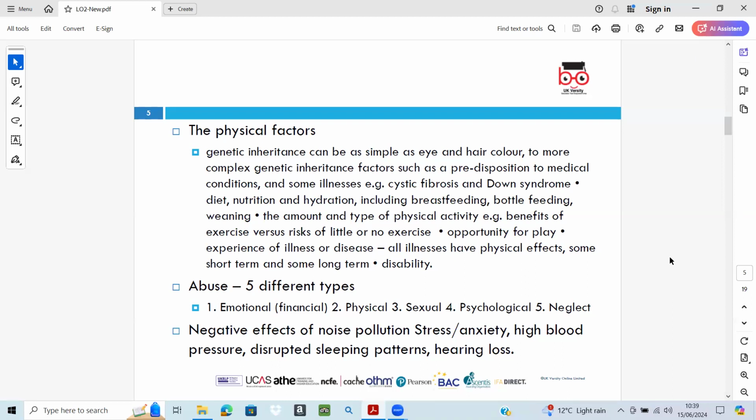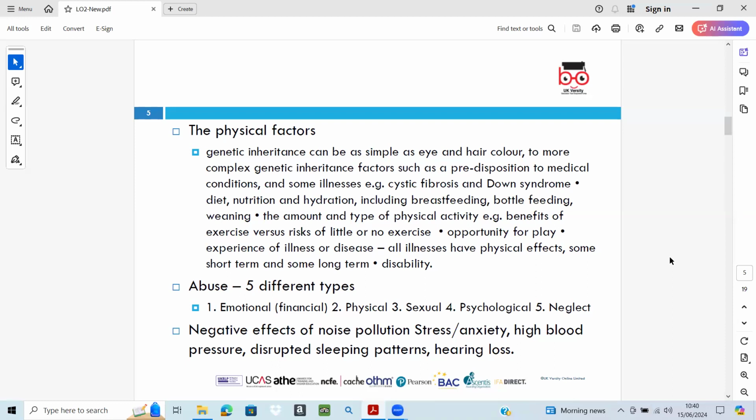Then we have experience of illness or disease. Illness, whether short-term or chronic, impacts physical health and can influence overall development. For example, common short-term illnesses like flu may temporarily affect physical strength and energy levels. If we talk about long-term illnesses, chronic conditions such as asthma can require ongoing management and can impact daily activities.